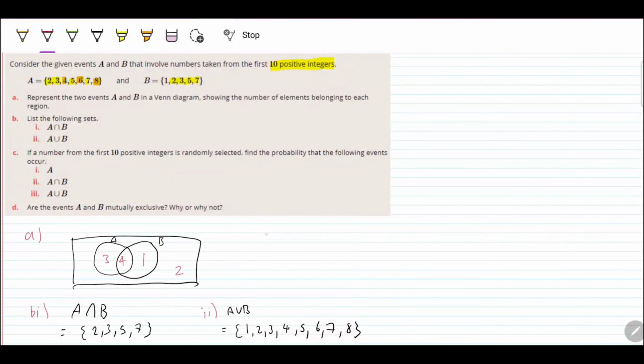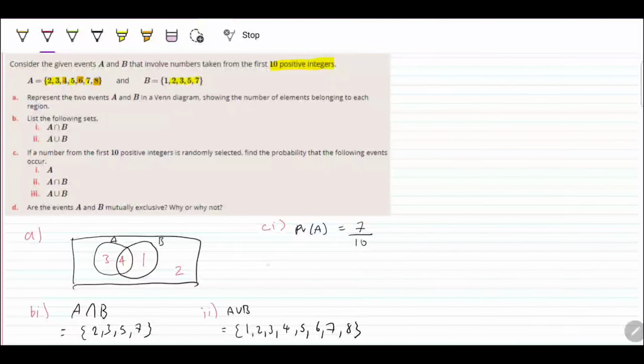For question CI, this is asking us, if a number from the first 10 positive integers is randomly selected, find the probability that the following events occur. So the probability of obtaining, or the event of A happening. So in this case, ask yourself, how many elements do we have? We have 3 plus 4 in this circle of A. So that's going to be 7 over 10.